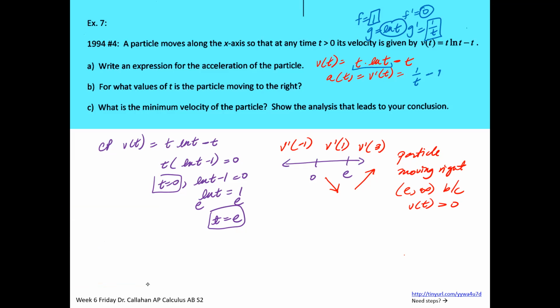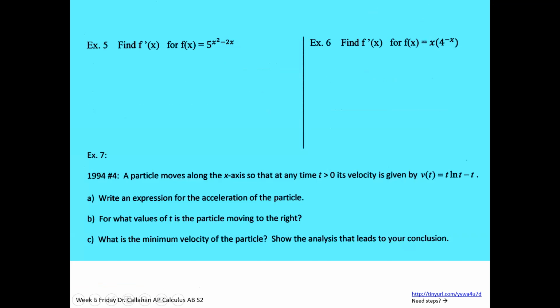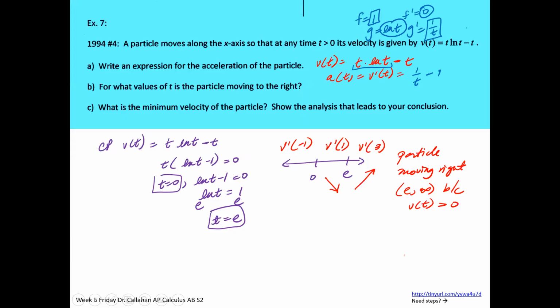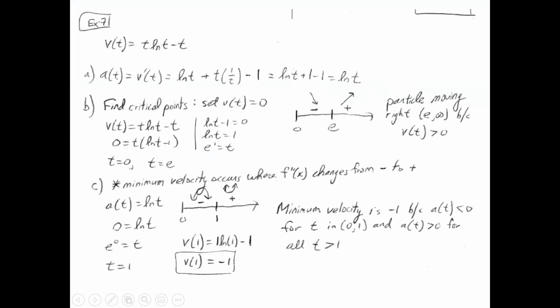All right, so then let's take a look at C. What is the minimum velocity of the particle? Show the analysis to your conclusion. All right, so with that one, I'm going to have you guys go ahead and pause the video and answer it on your own. Give it a try. All right, so let's take a look at that part right here. So this is your part C, so go ahead and take a look at my work for that.